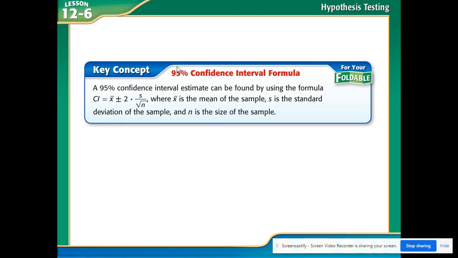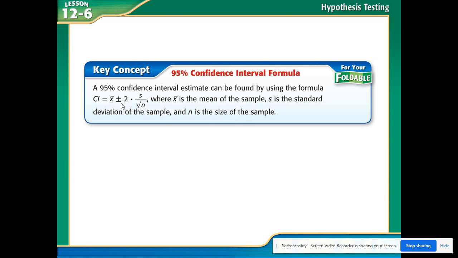So a 95% confidence interval can be found or estimated using the following formula. The confidence interval equals our x bar plus or minus 2 times s over the square root of n, where x bar is the mean, s is the standard deviation, and n is the size of the sample.